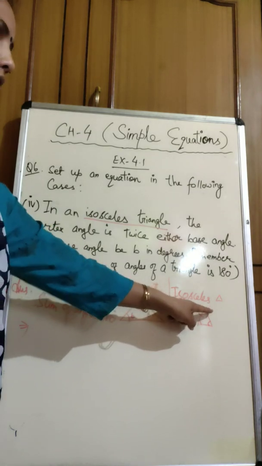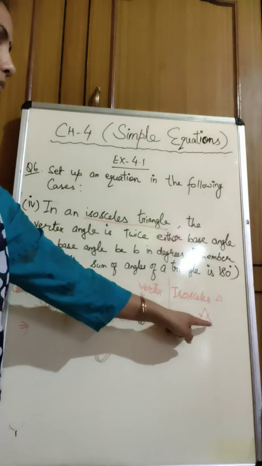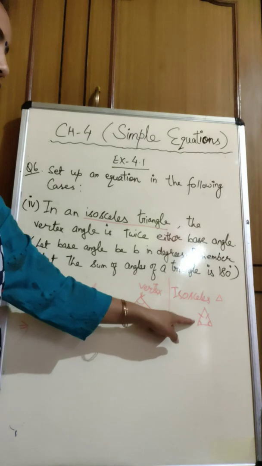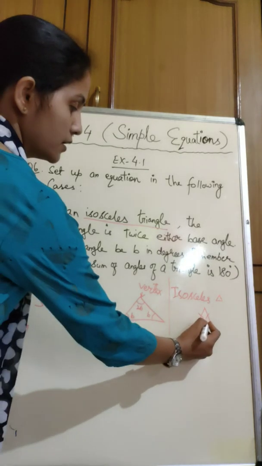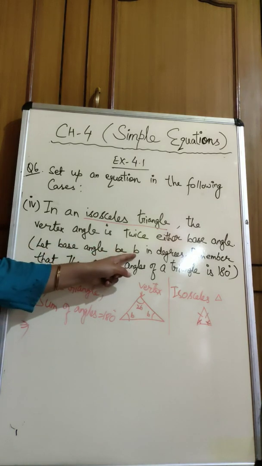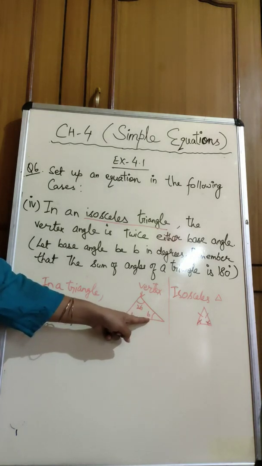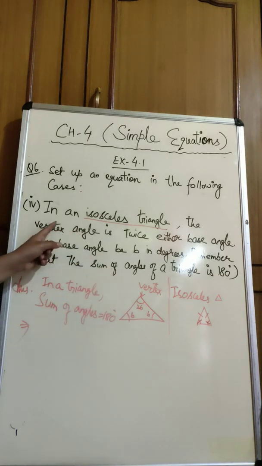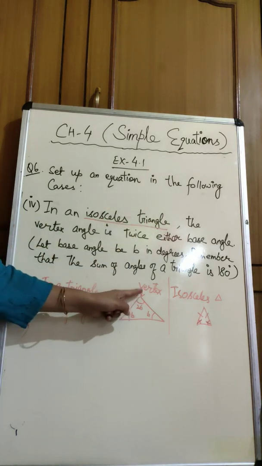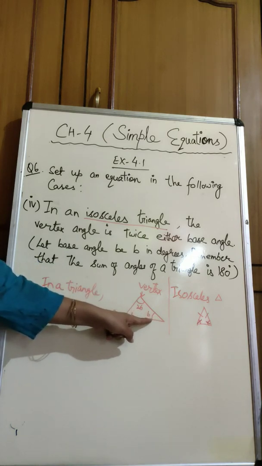Suppose these two sides are equal. If 2 sides are equal, then the opposite angles are also equal. If 2 sides are equal, the angles opposite to them are also equal. That is, these 2 angles will be equal, and it is given that we have to take the base angle as B. So if the base angle is B, the other base angle will also be B, because it is an isosceles triangle. This is the vertex, and this is the base, and these are the base angles.